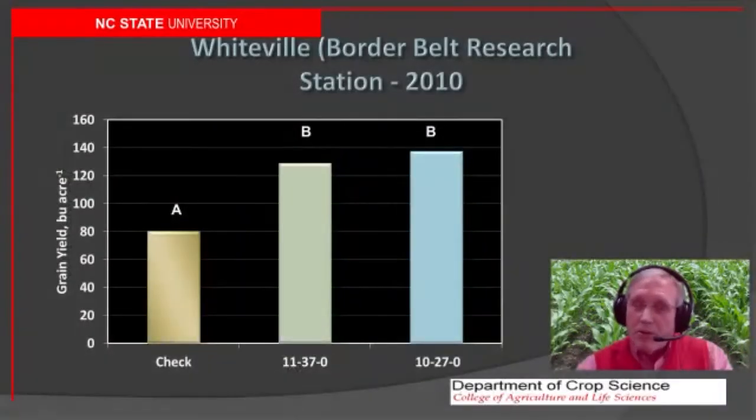Here's another example, goes back to 2010. There's a check. This was down in Whiteville at the border belt, so that's again a sandy soil down there. But a check, 11-37-0, a 10-27-0, let's say 10-27-0 with Rotec. And you can see here again, we were looking at a 50, 60 bushel yield advantage to starter. So this effect can be very significant when all the stars align and everything works.